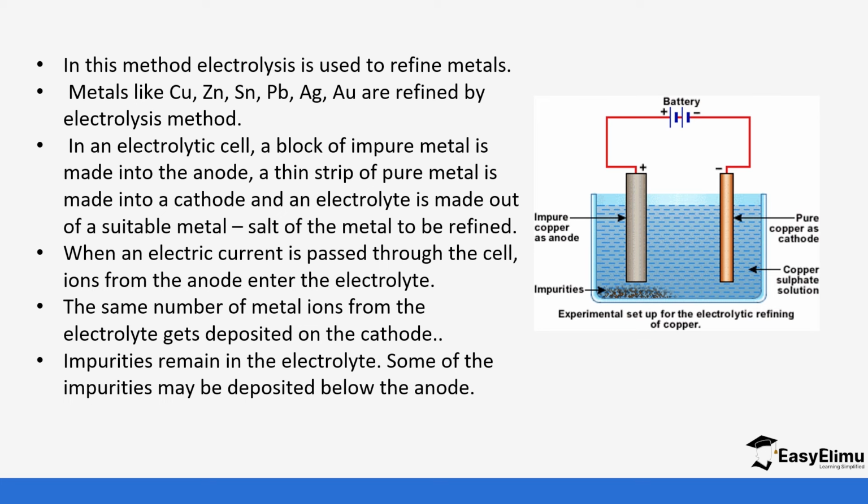An example is the setup shown. On the anode, you place the impure copper, and then there's pure copper on the cathode, and then we have the electrolyte as copper sulfate solution. That means it contains copper ions. So that's how the setup looks, but now we're going to go into the details of how we can purify some different metals.